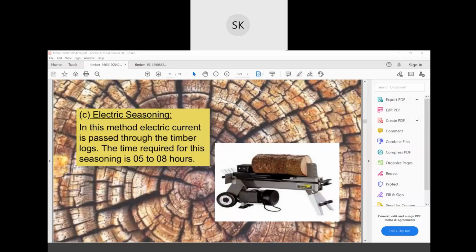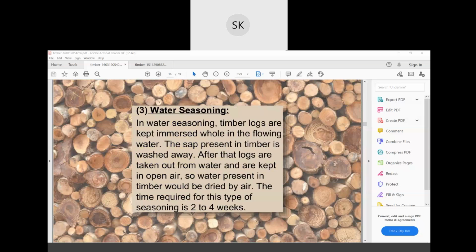Next one is electric seasoning. In this method, electric current is passed through the timber logs. The time required for this seasoning is 5 to 8 hours, but it will be a bit time consuming because you have to place one stick.